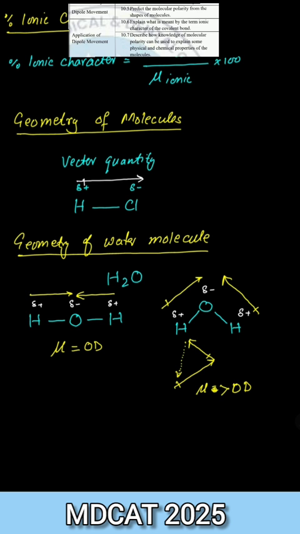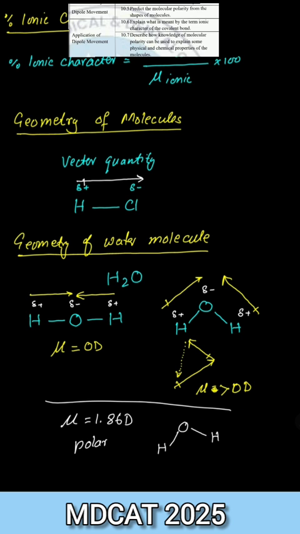If we practically measure the dipole moment of water, it is 1.86 D. This value shows that water is a polar molecule, and confirms that it has the bent, V, or angular shape. So dipole moment helps us in finding the correct geometry and polarity of a molecule.